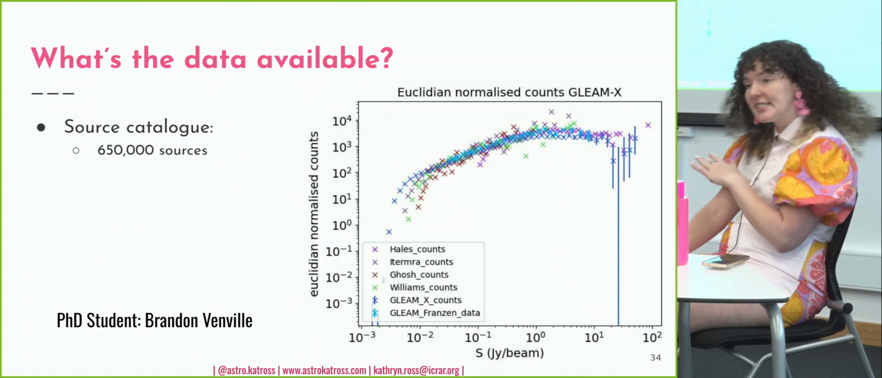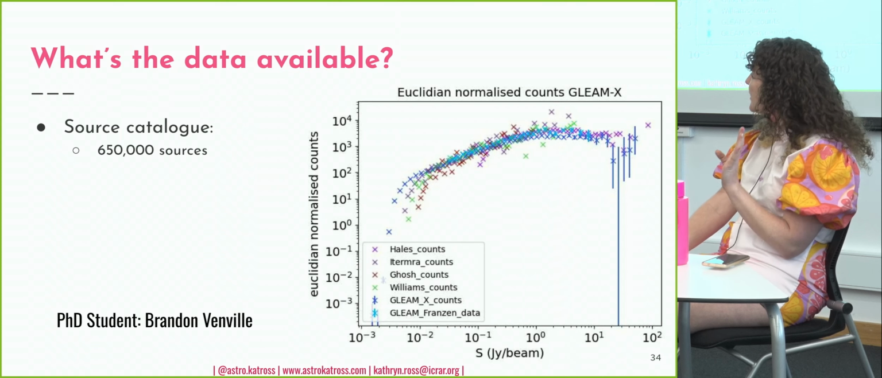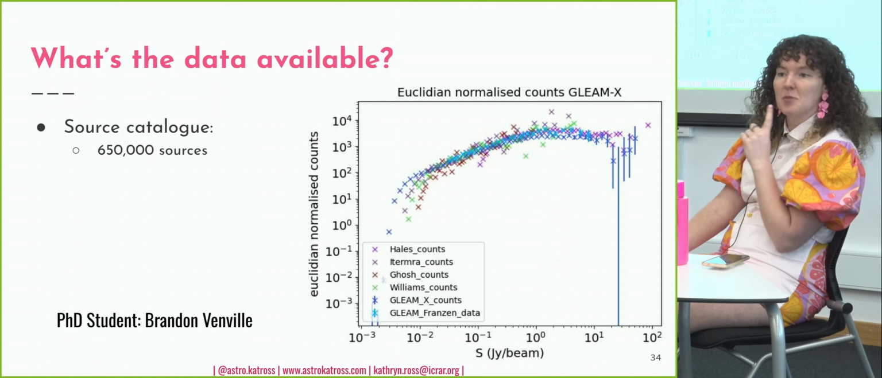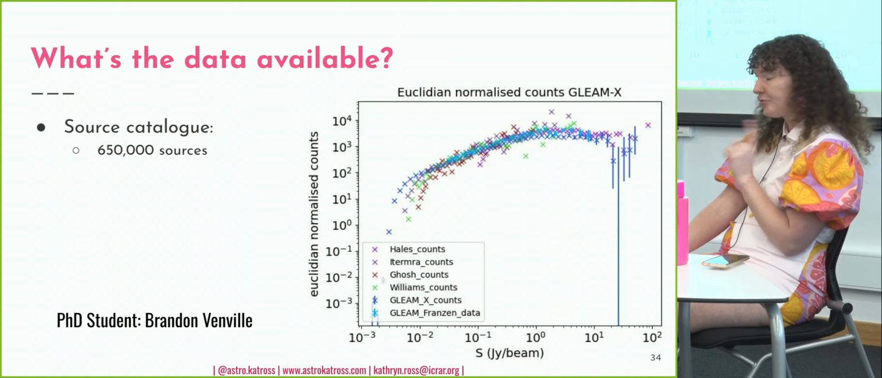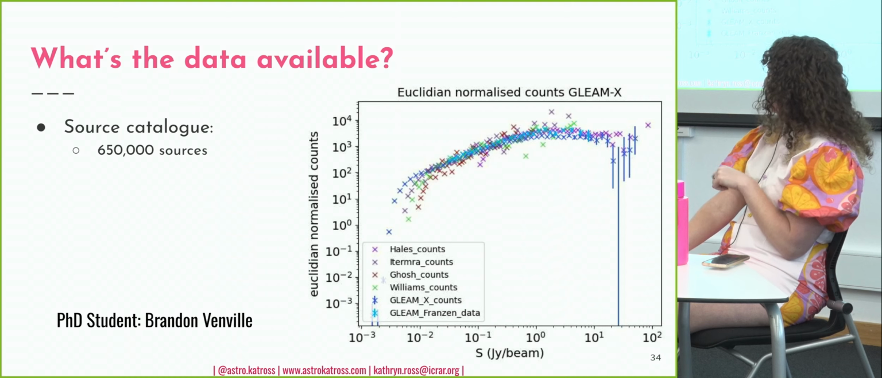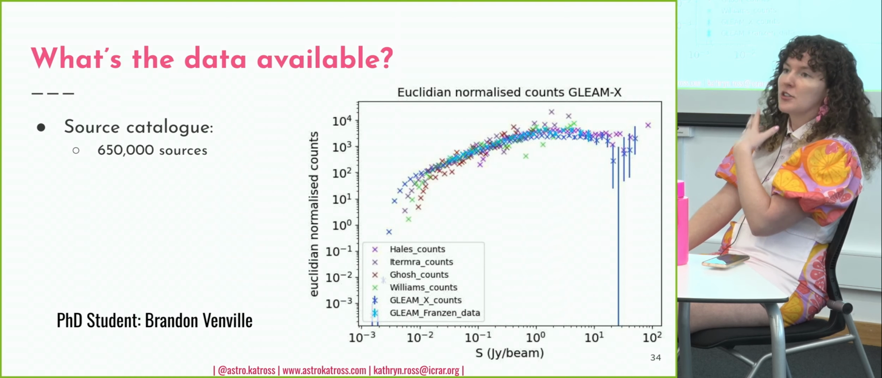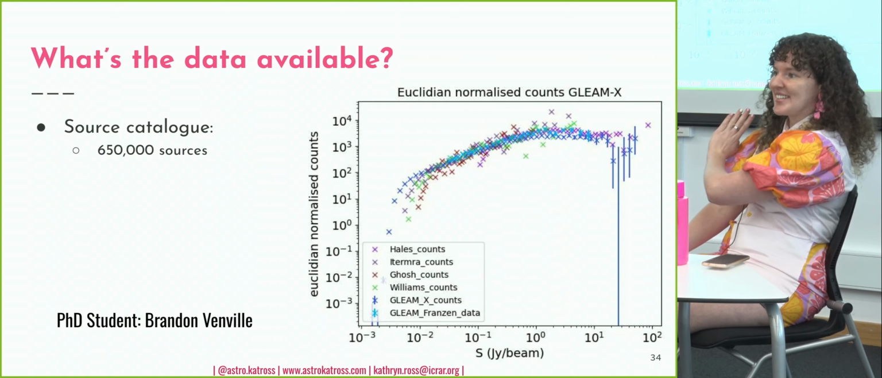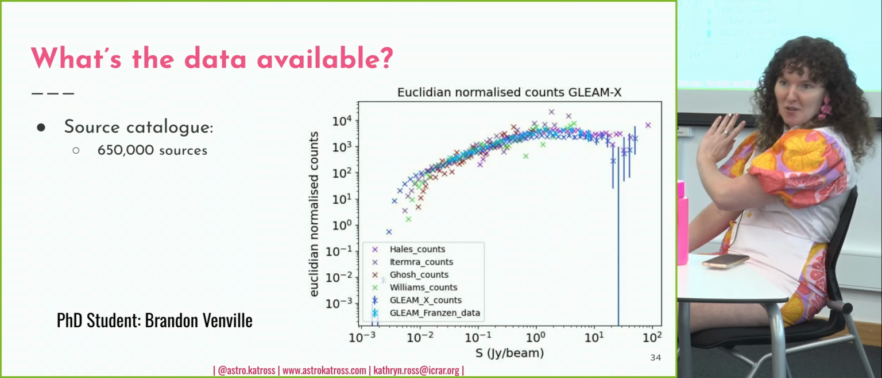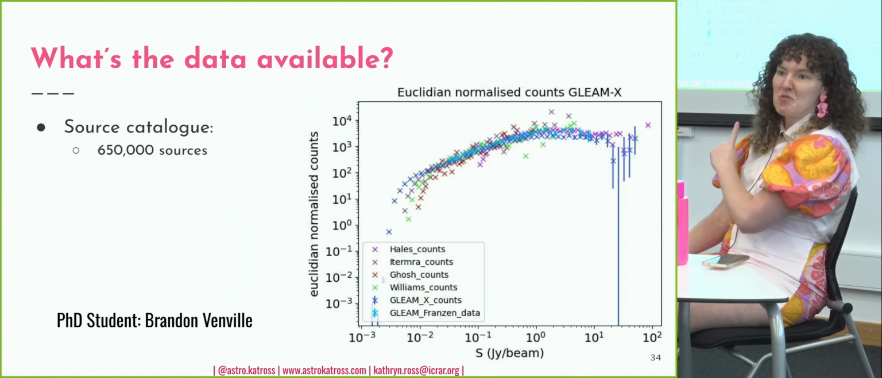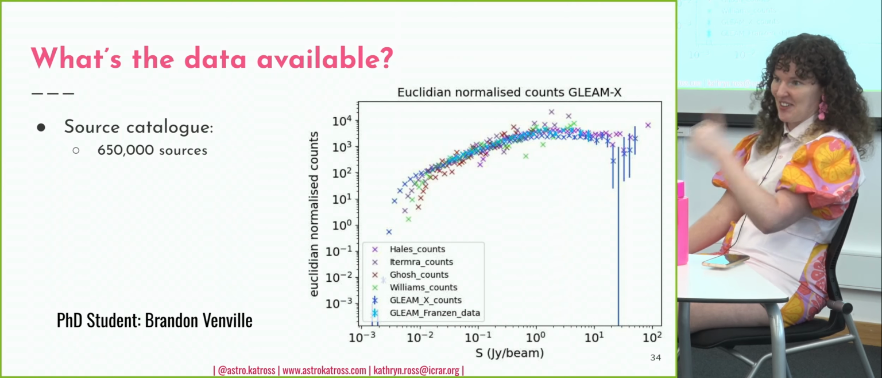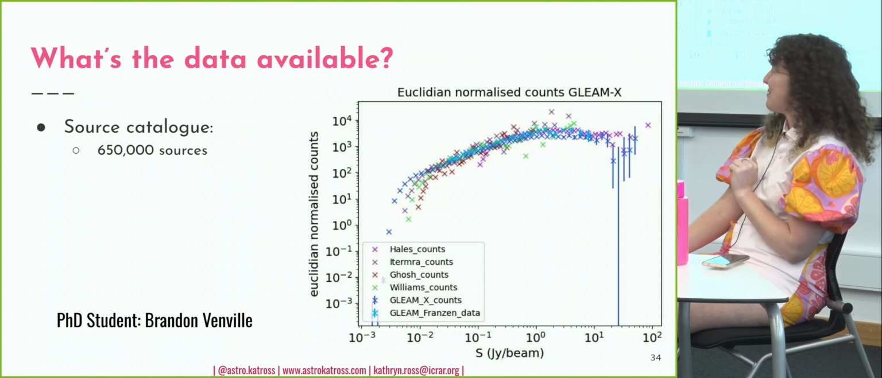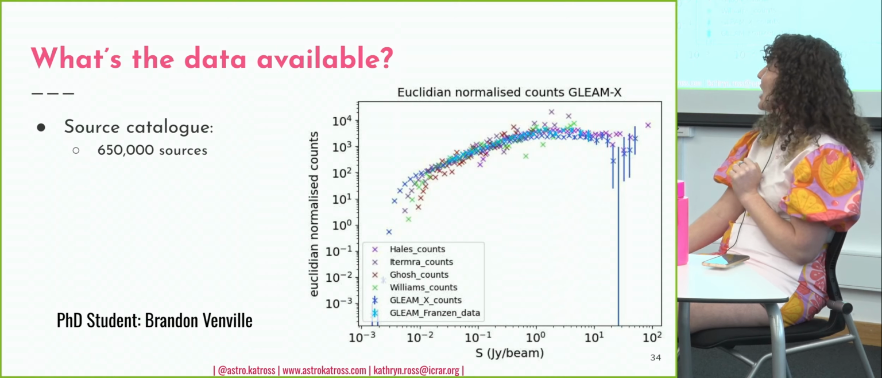So, as I said, in this data, what's available, what can you get your little hands on? There is a catalogue of about 650,000 sources, and doing some cosmology. Again, another PhD student at Curtin is using GLEAM-X to do a cosmology. I am not a cosmology person either. I won't pretend to understand what this plot is, but I was told by Brandon that it means we're all in the same universe and everything is consistent, which is great. I can't tell you anything more than that, but GLEAM-X is behaving as we would hope it would, so that's great.